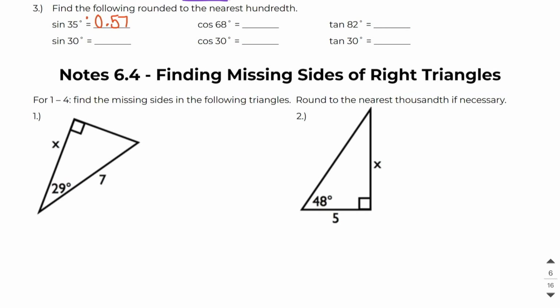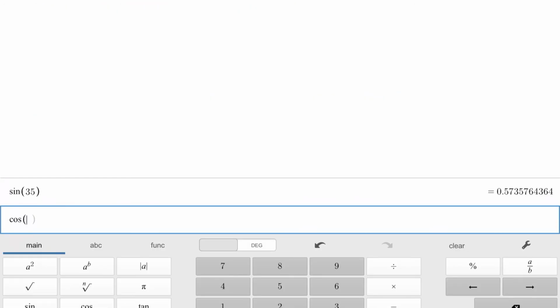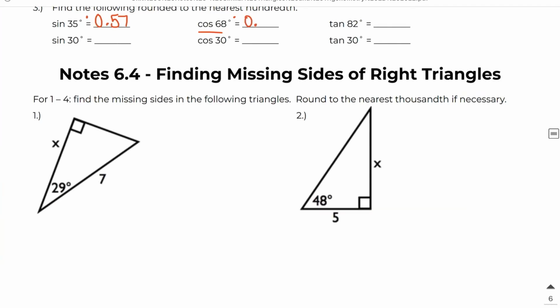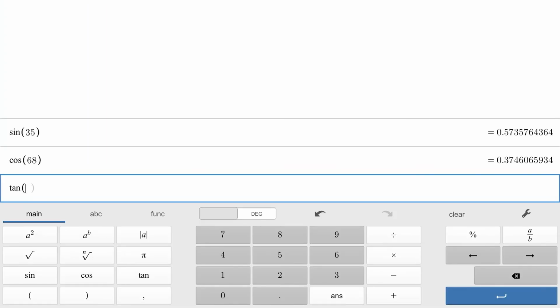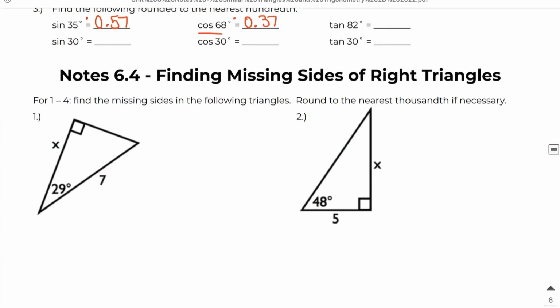All right, so I'm going to show you how to do the next two, and then we will take up the answers for the bottom three next time I see you in class. Okay, so cosine of 68, we're going to type that into our calculator. That is approximately, rounded to the nearest hundredth, 0.37. And then tangent of 82 degrees. This time I'm going to click on tangent. I'm going to do 82, and that gives me 7.115, and there's a 5 after the second decimal, so that bumps up to a 2. So this would be approximately 7.12.